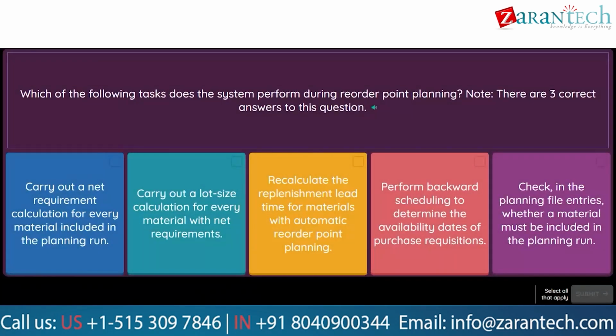Question, which of the following tasks does the system perform during reorder point planning? Note, there are three correct answers to this question. Option 1, carry out a net requirement calculation for every material included in the planning run. Option 2, carry out a lot size calculation for every material with net requirements. Option 3, recalculate the replenishment lead time for materials with automatic reorder point planning. Option 4, perform backward scheduling to determine the availability dates of purchase requisitions. Option 5, check, in the planning file entries, whether a material must be included in the planning run.